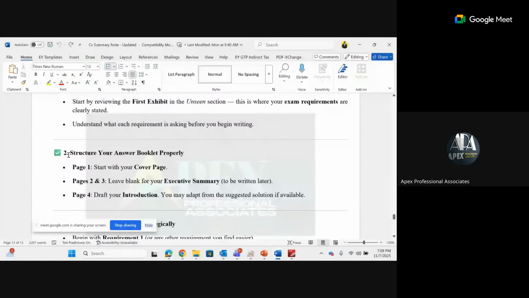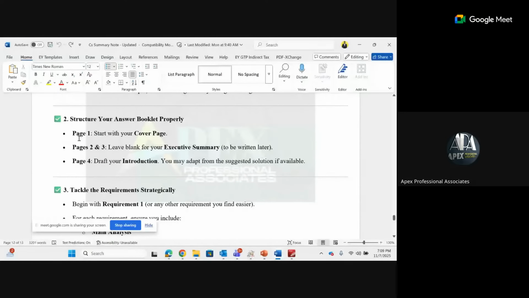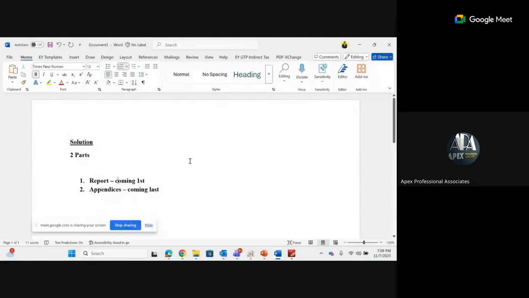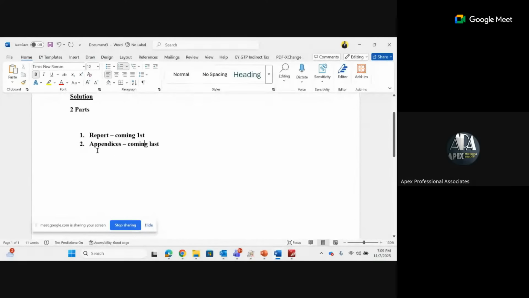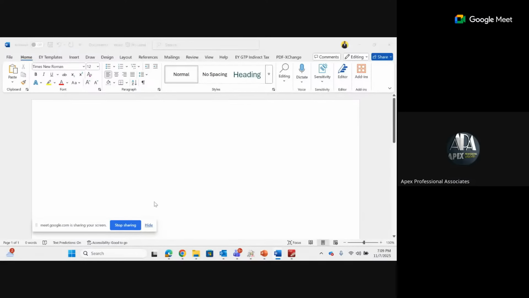The second step is to structure your answer booklets properly. Page 1, start with your cover page. So let's go and start with our cover page. So this is our page 1, cover page.